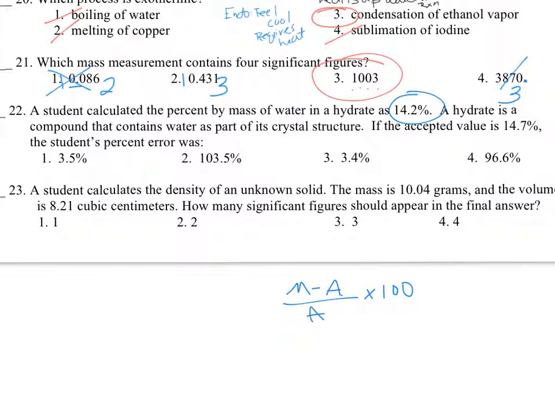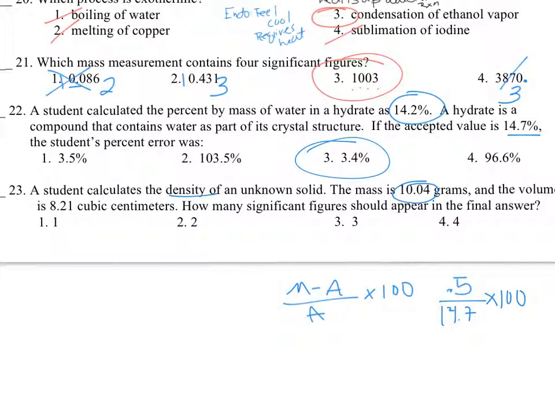So we have a difference of 0.5 from our 14.2 and our 14.7. And I will divide that by my accepted value. And the accepted value is the 14.7. And then you multiply by 100 to get a percent. And your correct answer will be number 3, 3.4.